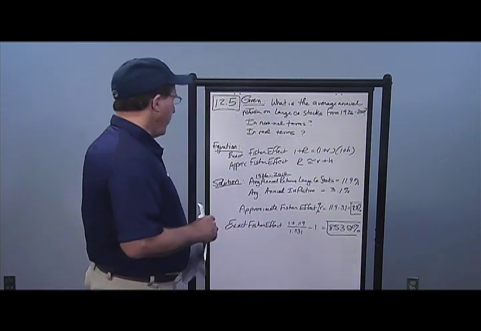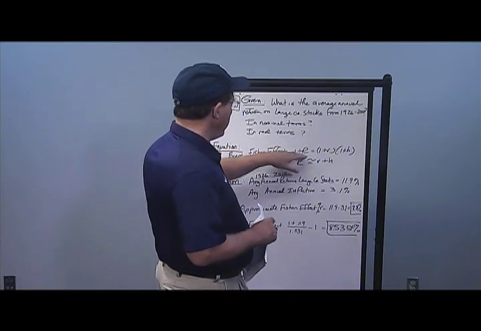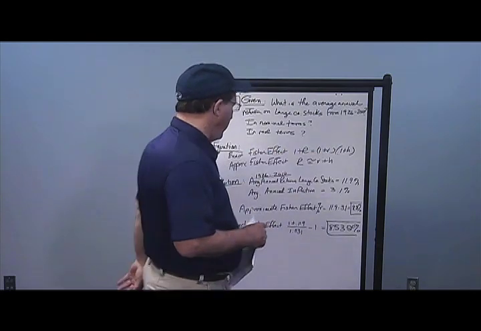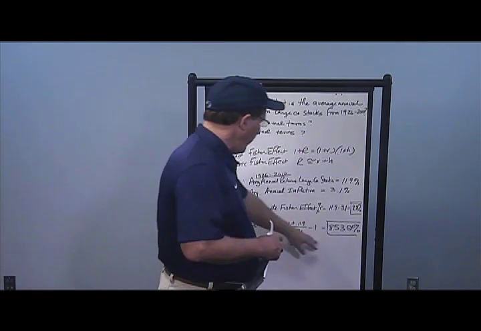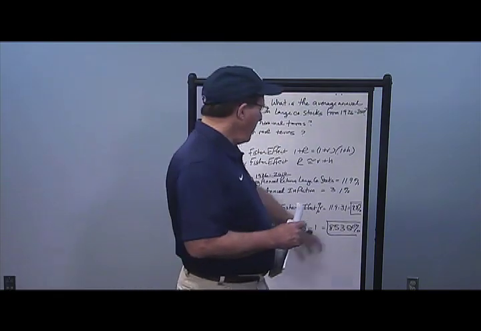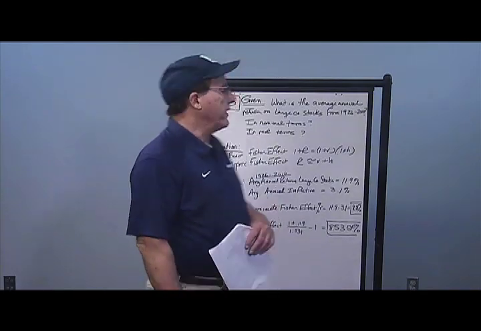I can calculate the exact Fisher effect using this equation up top here. 1 plus 0.119 equals 1 plus r times 1.031. And I get an exact Fisher effect real return of 8.5354%. My 8.8% approximation not that far off. There you go. There are your answers to problem number 12.5.